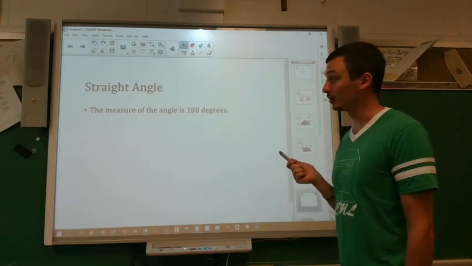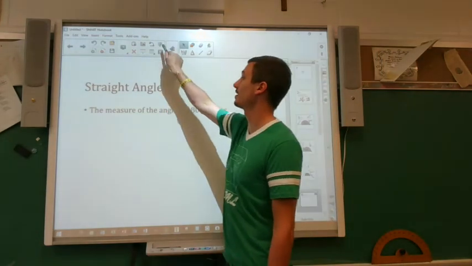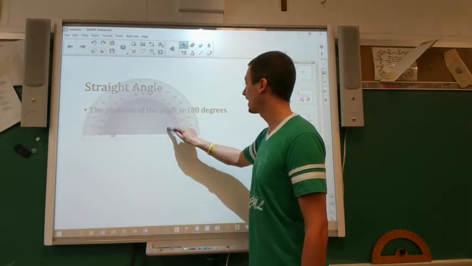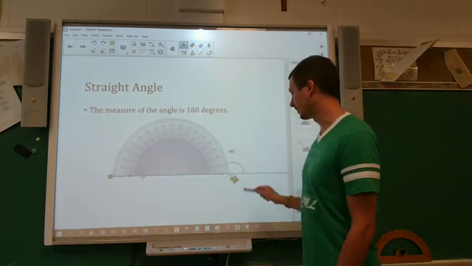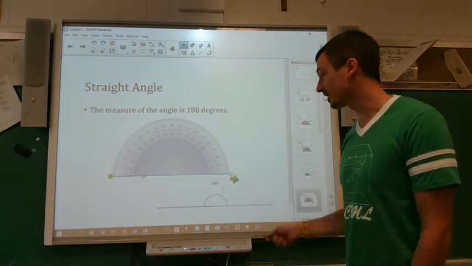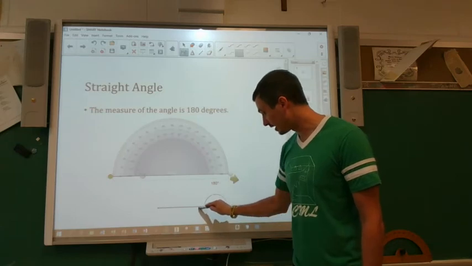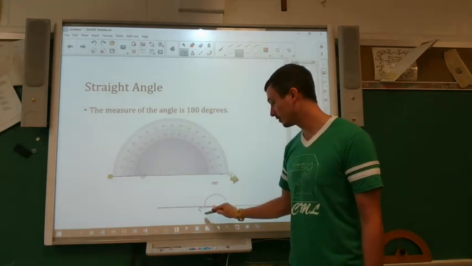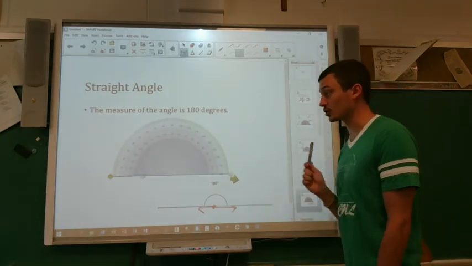Fourthly is a straight angle. And there's only one angle that I can draw that is a straight angle, and that angle is a line. A line is technically a straight angle. Its angle measure is 180 degrees. As long as I have a vertex and two rays going in either direction, in fact, two opposite rays will always make a straight angle.